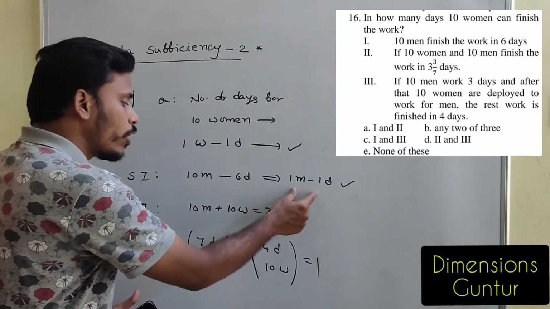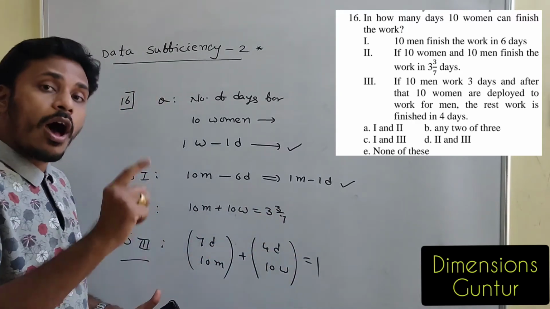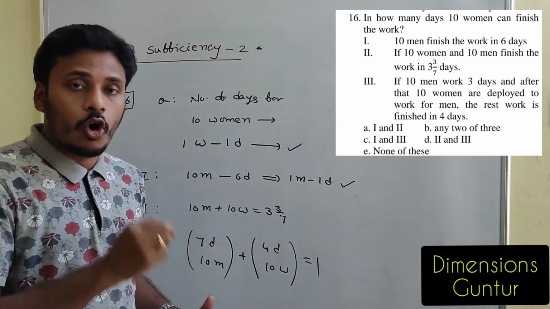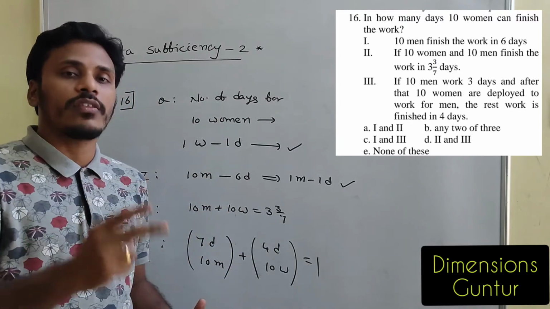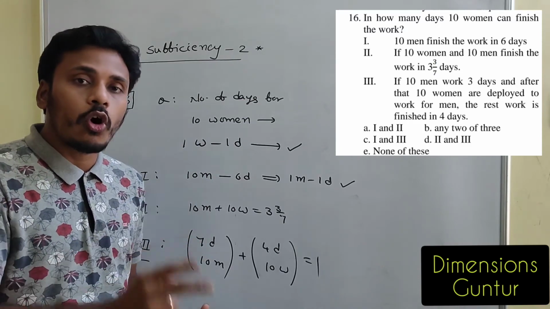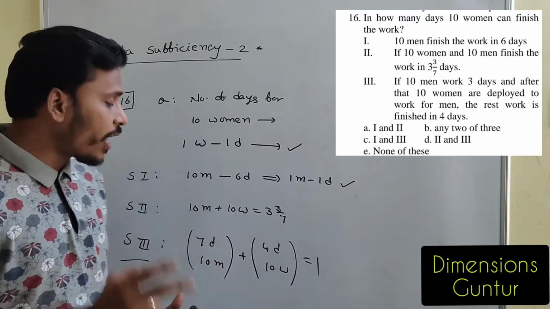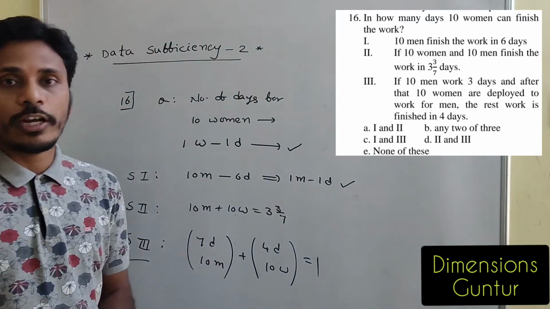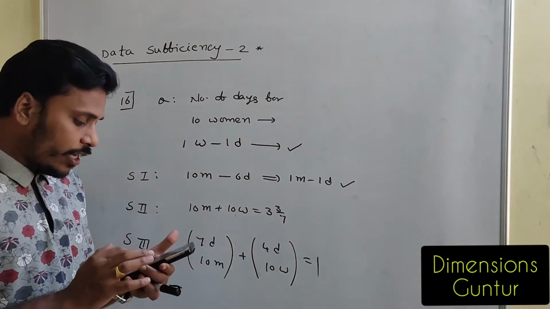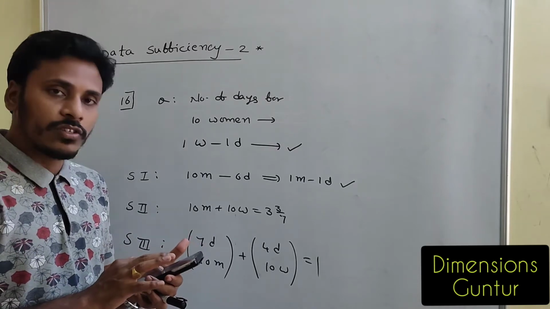Either you may use 1 and 2, or you may use 1 and 3, or if you use 2 and 3, then also there is a chance to get the answer, because totally here 2 unknowns are there: 1 woman 1 day work, 1 man 1 day work. To find out those 2 unknown values, we need at least 2 conditions. And here those 2 conditions are any 2 statements among the given 3. And at the end, your answer for the problem is any 2 out of the 3, and your answer is option B. That ends the 16th problem.